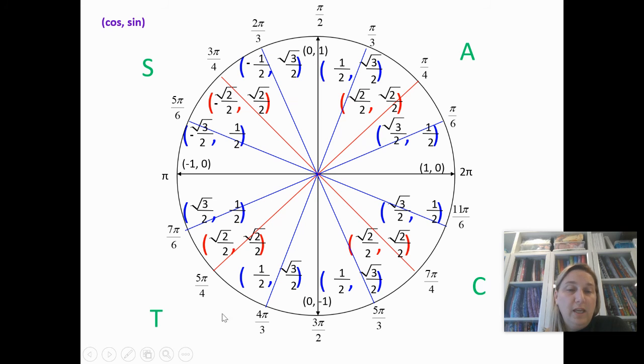In quadrant 3, we know the only thing that's allowed to be positive is tangent. So both this cosine and the sine, so the x and the y coordinate, both get negatives. And then finally, in the fourth quadrant, we know that the cosine is the only thing allowed to be positive. So we know that the x value is going to stay positive, but the y coordinate, which represents sine, is going to be negative.